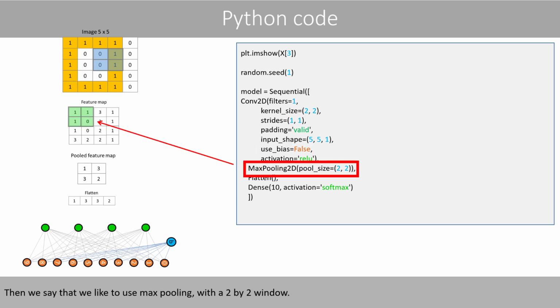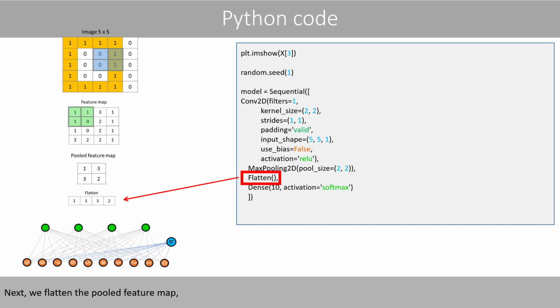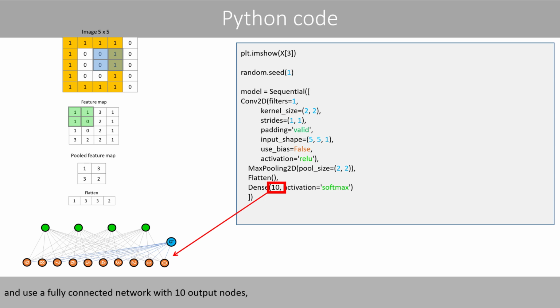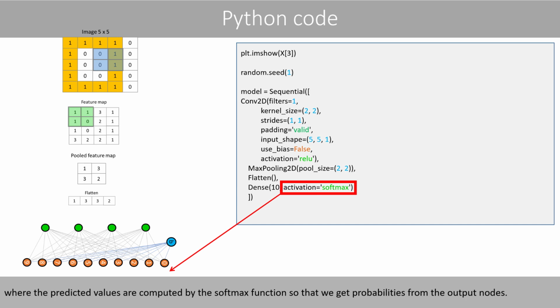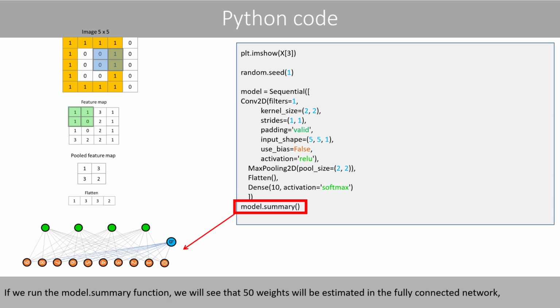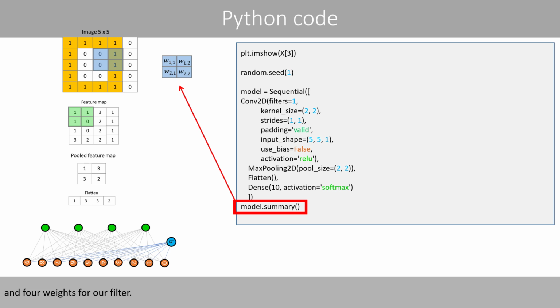Then we say that we like to use max pooling with a 2x2 window. Next, we flatten the pooled feature map and use a fully connected network with 10 output nodes, where the predicted values are computed by the softmax function so that we get the probabilities from the output nodes. If we run the model.summary function, we will see that 50 weights will be estimated in the fully connected network, and 4 weights for our filter.